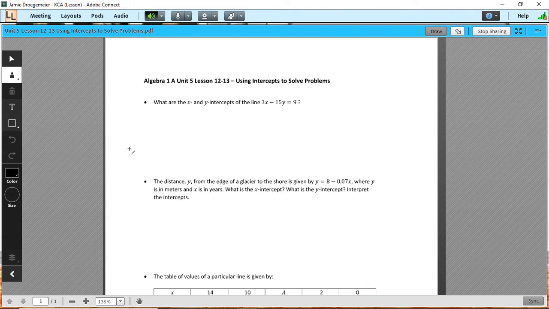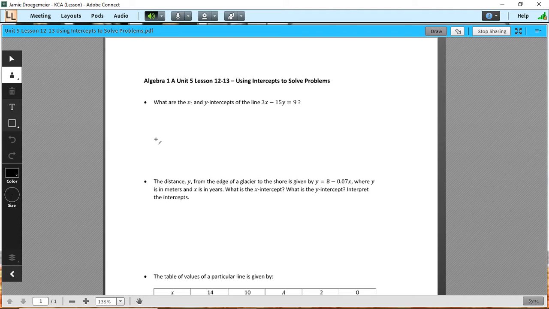Today we are in Unit 5 looking at lessons 12 and 13, using intercepts to solve problems. Last lesson we talked about how we could use the slope to help us gather information. Today we're going to look at x and y intercepts, and how they can be helpful in finding things as well.